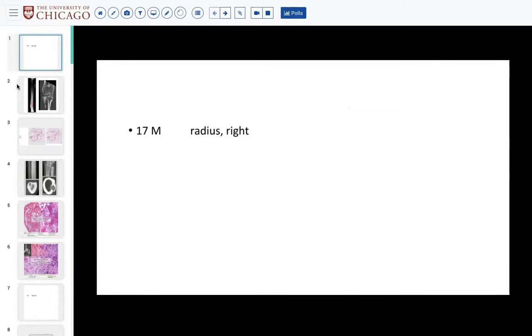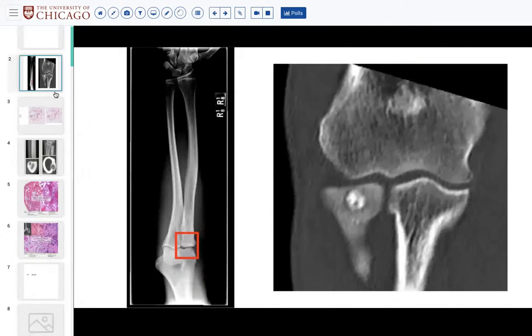Okay, so this first case is a 17-year-old male who has a lesion in the right radius. So, Heather, are you able to discuss the radiology here? Sure can. So side by side here, I've shown the X-ray where it's a little bit hard to see. So I've put a little red box around the lesion. It's this little tiny round, well circumscribed lesion that's sort of lytic around the outside, and it's got this nice sclerotic nidus in the center. And this is pretty classic for what we're about to see on the slide.